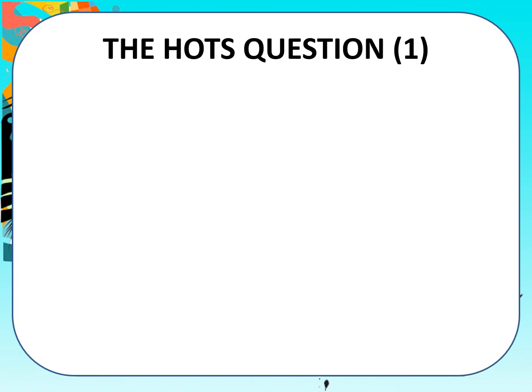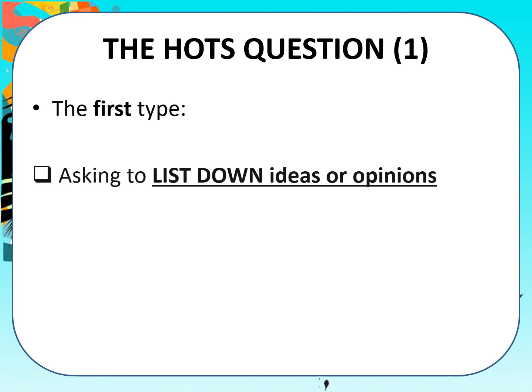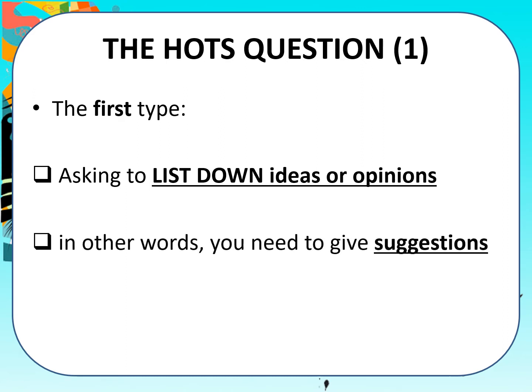Next, we go to the HOTS questions. There are two major types of HOTS question. Now let's look at the first one. The first type looks like this. It will ask you to list down ideas or opinions. In other words, you need to give suggestions. Let's look at some examples.